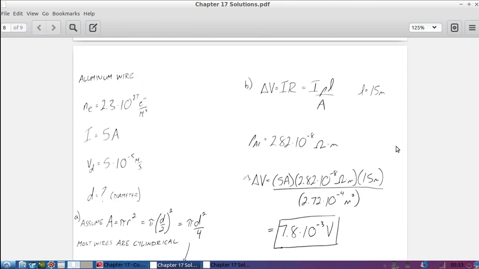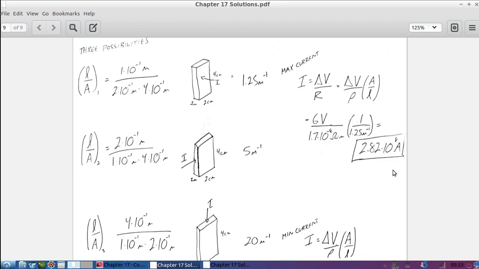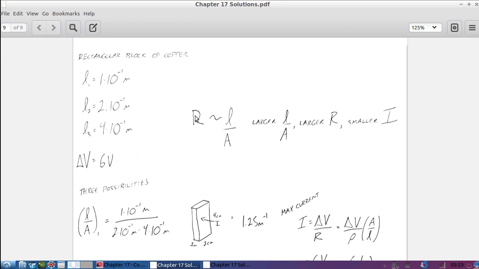But I know also that resistance is resistivity times length divided by the area. Now I didn't look up the resistivity of copper just yet, but I do see that the resistance is proportional to the length of a wire, and it's inversely proportional to the area of the wire. So this is a ratio, a length to area ratio. I have the 3 dimensions of this block, so I can actually find all of these. So the larger this L over A ratio is, the larger the resistance is, and then the smaller the current is. And vice versa.